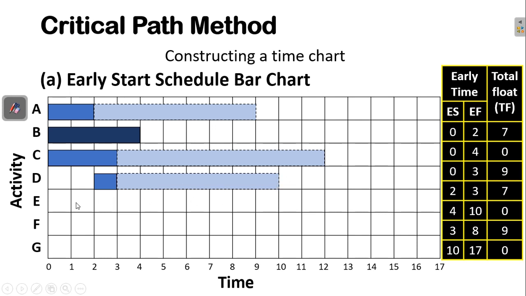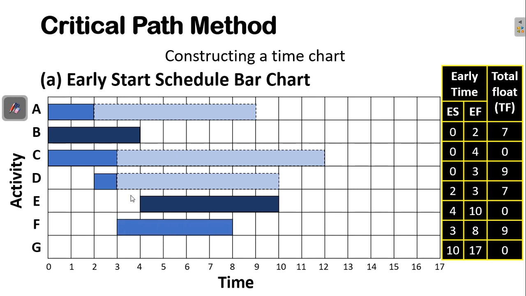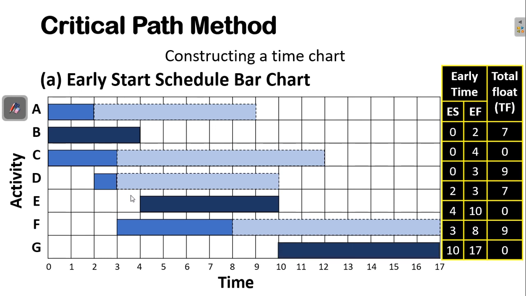And after that, we have activity E, which starts on the 4th day and has no float. This is a critical activity, so we don't have any extension of the time. And activity F starts on the 3rd day and ends on the 8th day with a float of 9 days. And lastly, we have activity G, which starts on the 10th day and ends on the 17th day, which is the final completion day of our project, with 0 float.